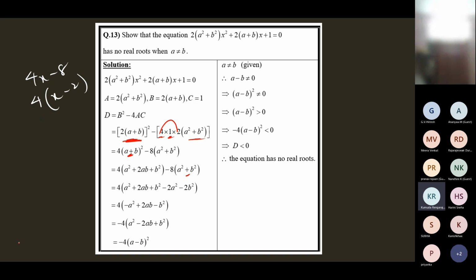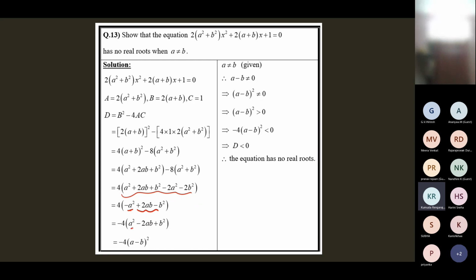Now you can take out 4 common, but you cannot divide by 4 throughout. On taking 4 common, this is what you get. And then simplifying the like terms, you get this. Then changing the signs throughout.